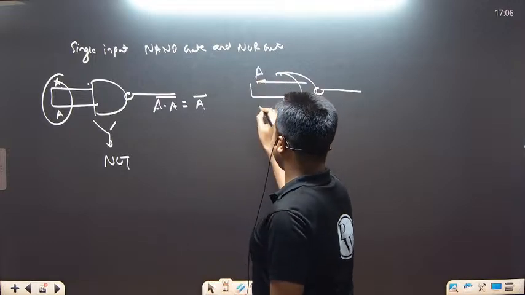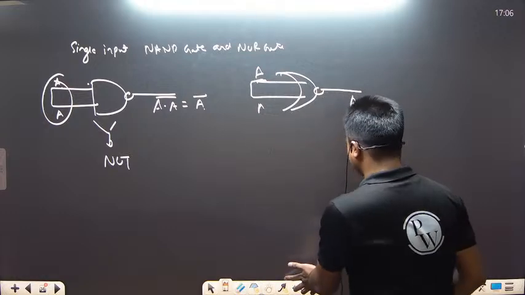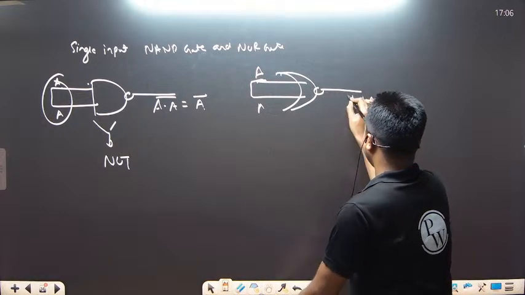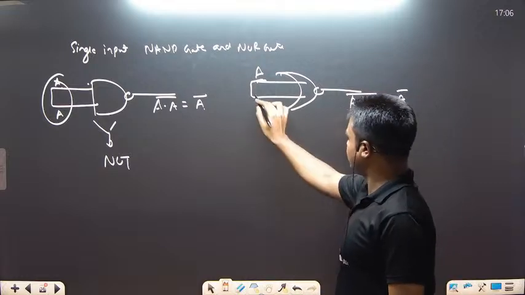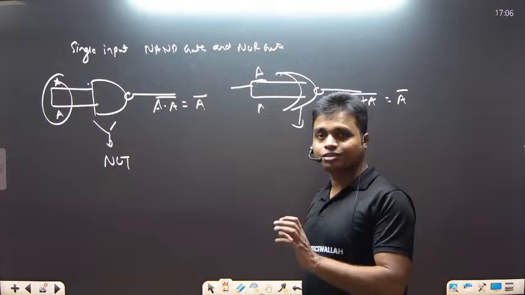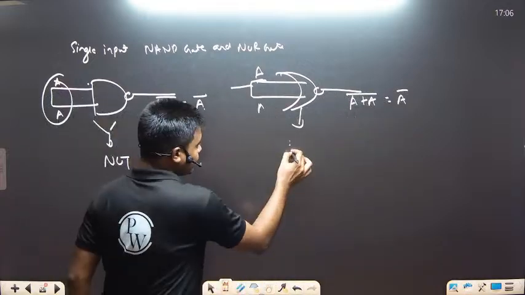Similarly, if we have this NOR gate with single input, this side we have A and this side also we have A. So this will be A plus A whole bar. A plus A is only A, so the output is A bar. So this is also acting as a NOT gate. Single input NOR gate and single input NAND gate will act as a NOT gate.